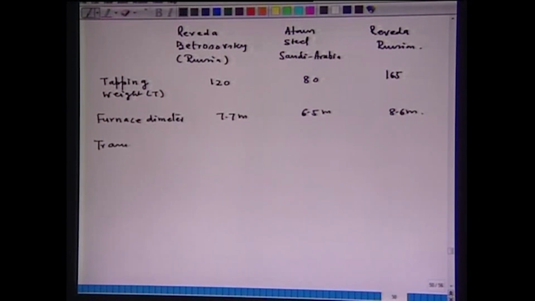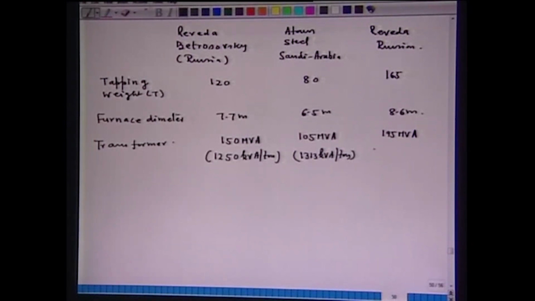Transformer, please note the transformer capacity. Here it is 150 megavolt ampere, which corresponds to 1250 kilovolt ampere per ton. Here it is 105 megavolt ampere, which corresponds to 1313 kilovolt ampere per ton, and here it is 195 megavolt ampere, which corresponds to 1182 kilovolt ampere per ton. So, you can see some plants are already working with the modern gadgets having ultra high powered furnaces. Now, these ultra furnaces have injection tools.